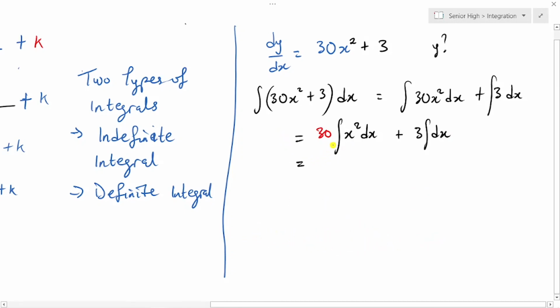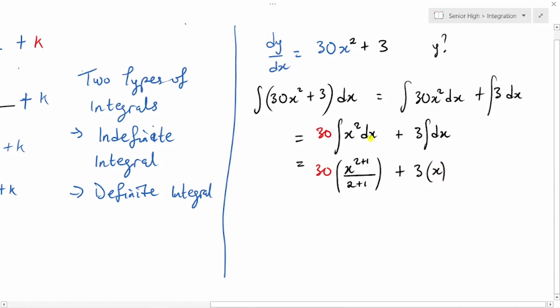So here we have our 30 still outside, and then the integral of x squared dx will give us x squared plus 1 over 2 plus 1, according to integration, plus 3 brackets, the integral of this dx, which will be x. And then please have only one constant value.